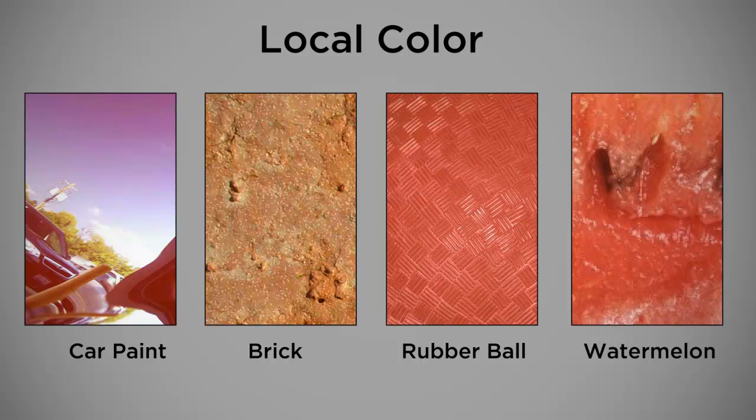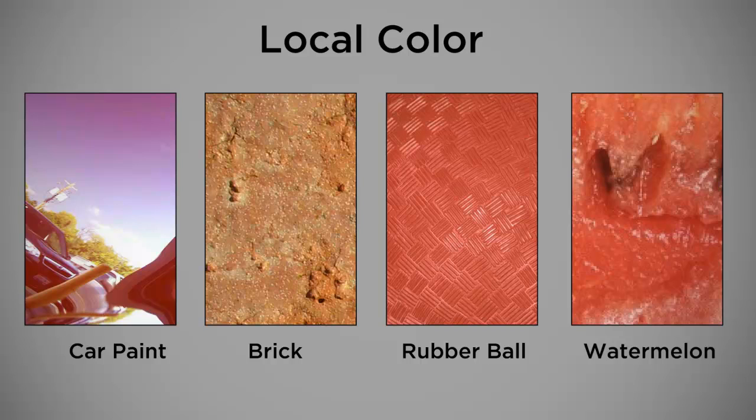Here I've got car paint, brick, a rubber playground ball, and watermelon. So the first question I'm going to ask myself is, what is their local color? And when I say local, I just mean red. But they all look a little bit different. And that's because the local color's dominance of an object is really dependent on how glossy it is. And the glossier it is, the less visible that local color, or the natural color, will be.